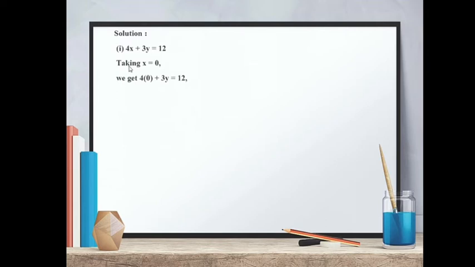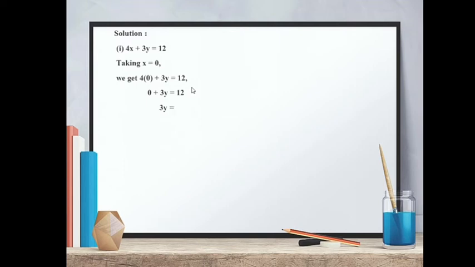If I take x equals 0, it means in place of x I will write 0, and here 4 and x are in the form of multiplication, and here 3 and y are in the form of multiplication. So when I am taking x as 0, I can put 4 into 0 plus 3y, and 12 we will write as it is, and 4 into 0 will be equal to 0. So that is 0 plus 3y equals 12.